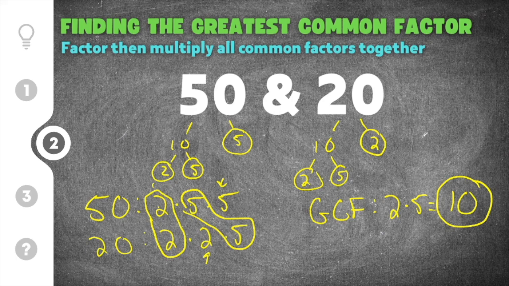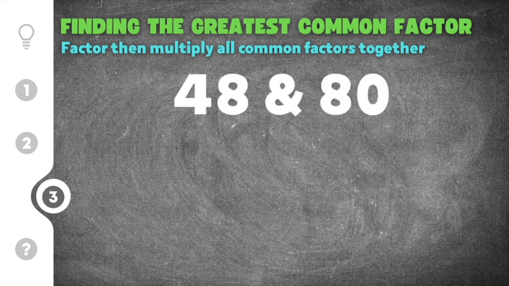And finally, the last practice problem gives us the numbers 48 and 80. I'm going to go ahead and factor these out using factor trees. And 48 is an even number, so I'm going to take out a 2. 2 times 24 is 48. 24 is also an even number, so I'm going to take out another 2. And 2 times 12 is 24, and the 2's are prime factors, but 12 is not. So I have to factor 12 again.